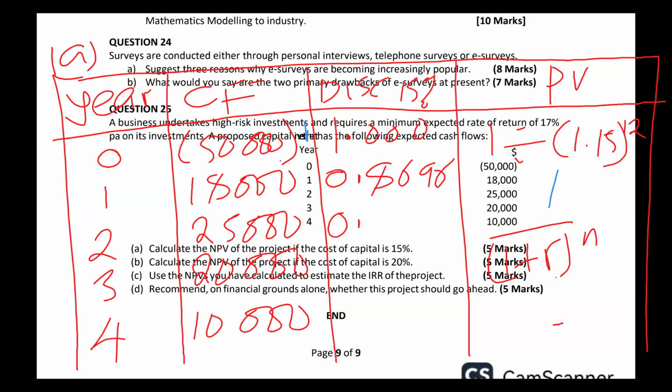Come again? 0 point what? 0.7561436667. Just 4 decimal places, I think, are okay. Then you can raise it to the power 3. That is in the third year now.